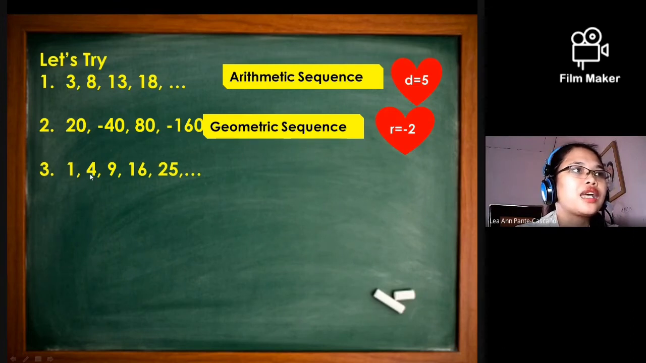So 4 times 4 is 16. The problem, yung ating third term ay 9, hindi siya 16. So ibig sabihin, hindi siya geometric.